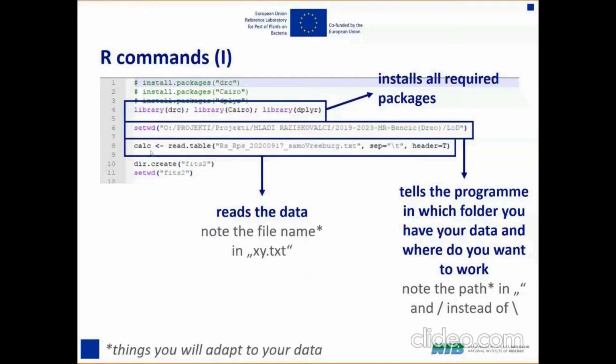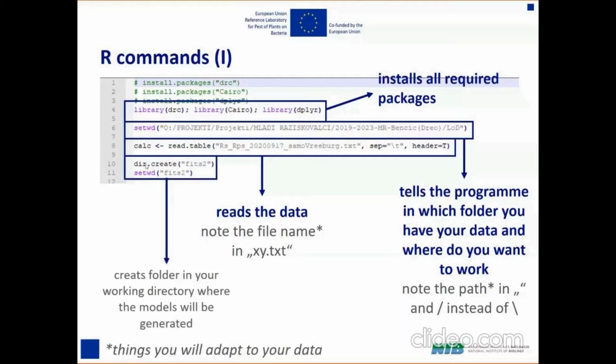And then the next thing is to read the data. And here again, this is the file name together with the extension in inverted commas. And the whole command looks like this. So the things that are marked with asterisks are the things that you will change when you have your own data. So you will have a different file name and particularly a different path name. These commands basically create folders in your working directory where the models will be generated, as you will see, in PDF files.